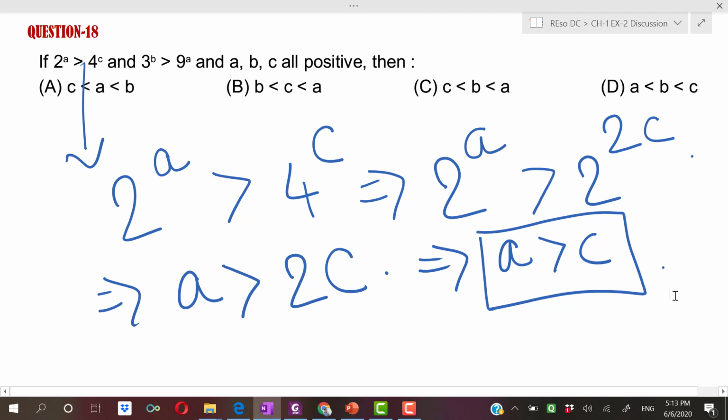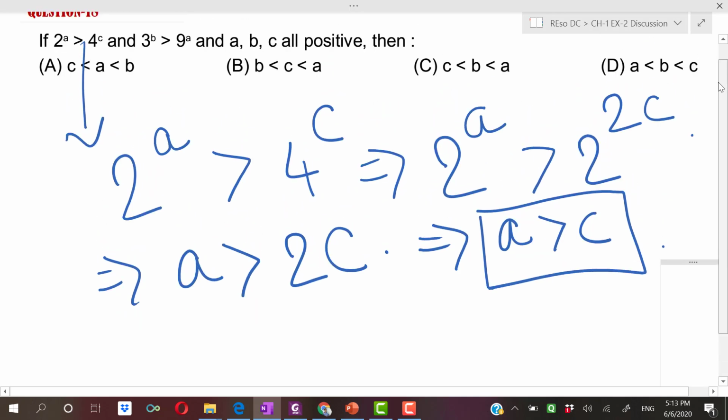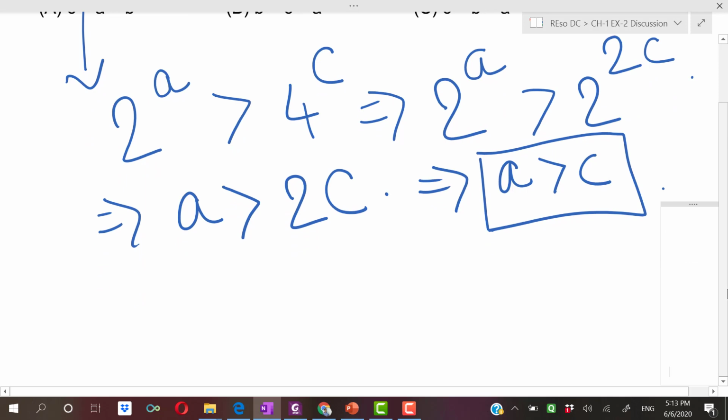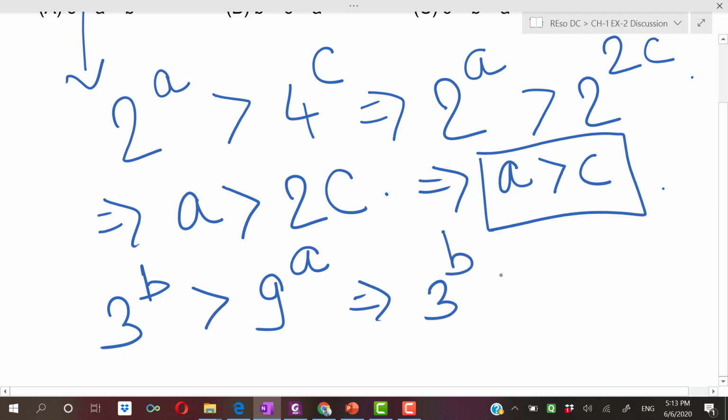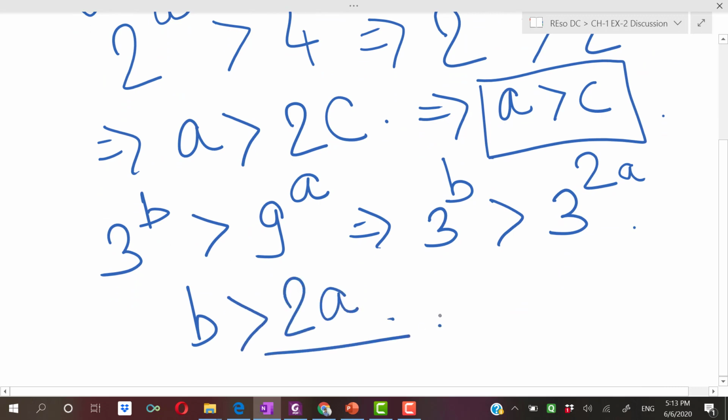Similarly, what I can say is 3 raised to the power b is greater than 9 raised to the power a. That means 3 raised to the power b will be greater than 3 raised to the power 2a. That means b will be greater than 2a, because if the bases are the same, then we can directly compare the powers. What it will give me, b will be greater than a.